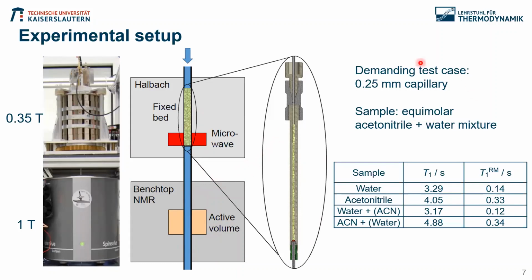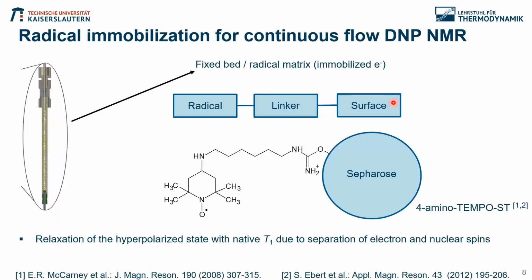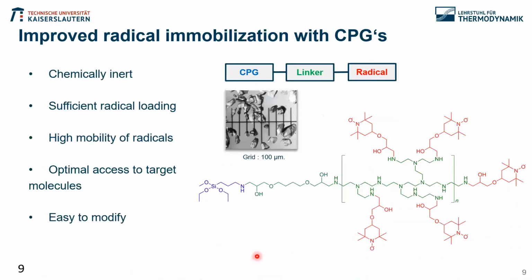Okay, we used a demanding test case and measured flow NMR experiments in a very tiny 250 micrometer capillary. And I will show you now a better look at the immobilized radicals. So for aqueous systems, we use a system that is very well known in the literature. But for organic systems, we have now designed a new immobilized radical matrix that is based on CPGs.